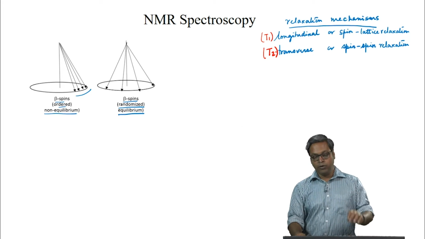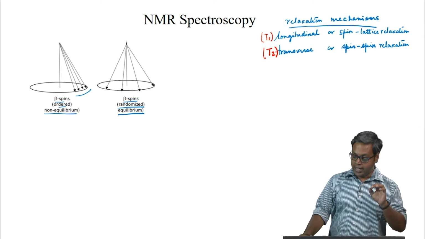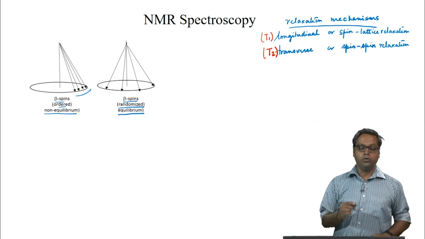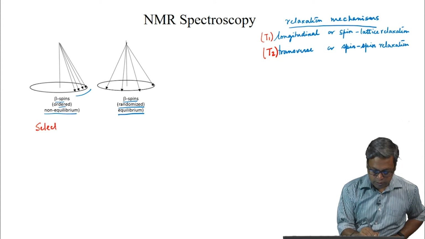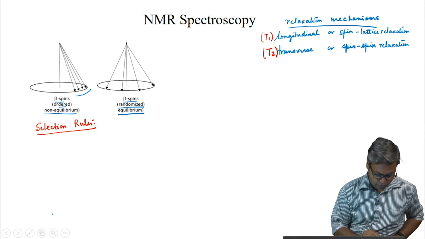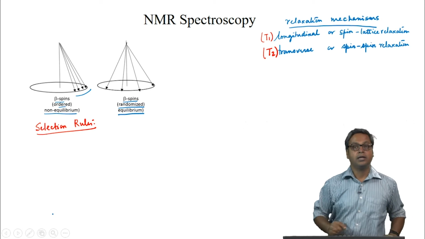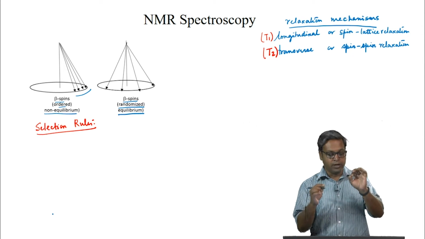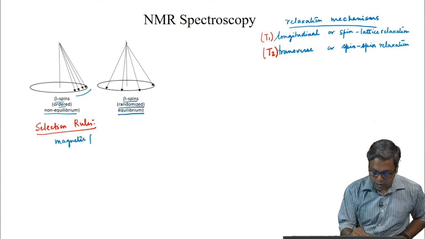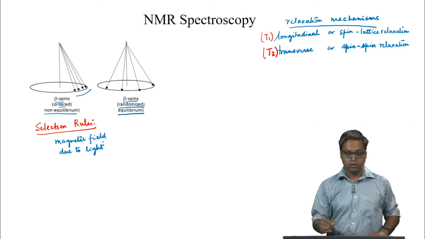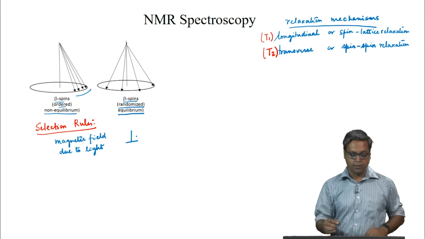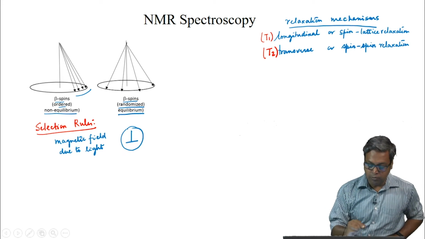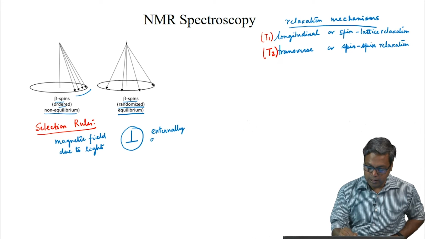So, in today's lecture, we will discuss the selection rules of NMR spectroscopy. So, let us look into the selection rules. The first selection rule states that the primary criterion for an NMR transition is that the magnetic field due to light must be perpendicular to the externally applied magnetic field.